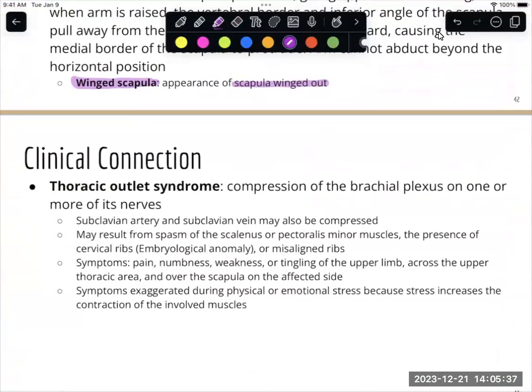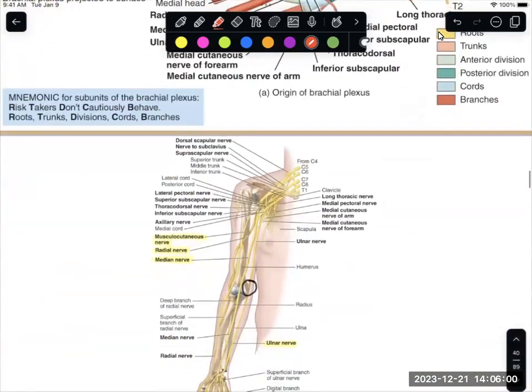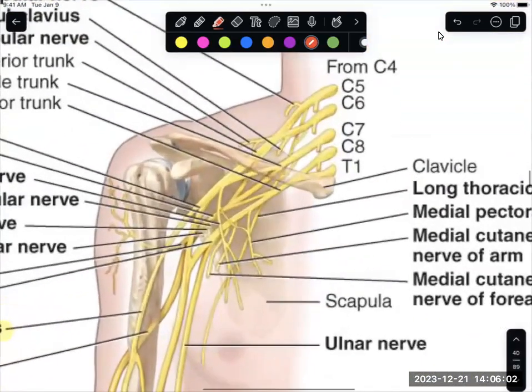Doing it again. Thoracic outlet syndrome. As a chiropractor, I see this every so often in my office, and it has to do with compression of the brachial plexus or the blood supply. So back up here to this brachial plexus. You can see how this brachial plexus goes underneath the clavicle.